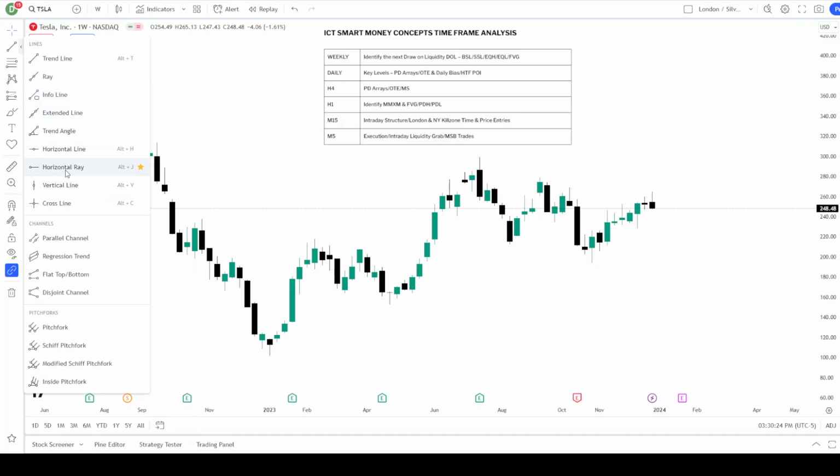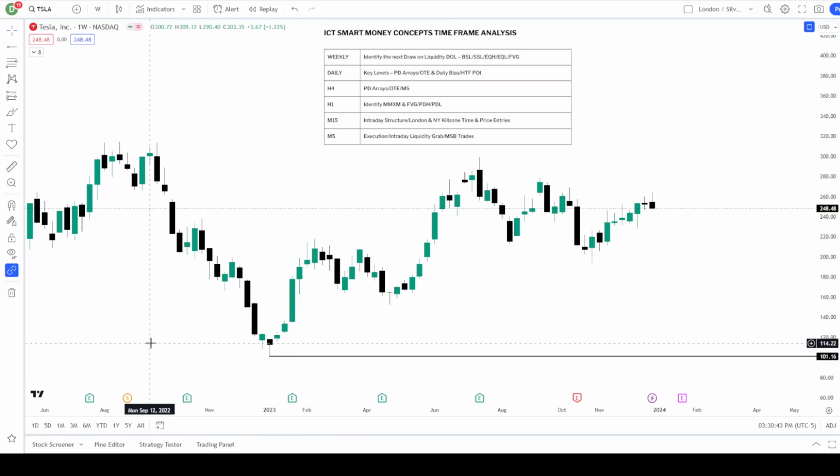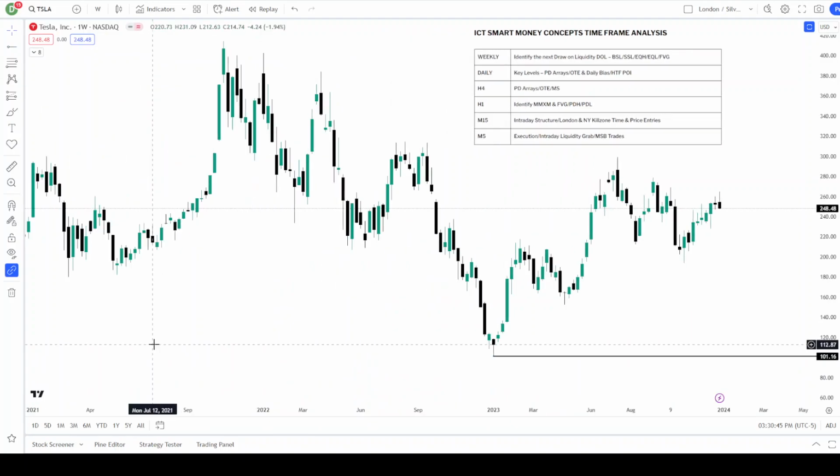So we're going to grab our horizontal ray. You can use ray, you can use a line. I use rays. And we're going to look for our next major swing highs and swing lows on the weekly chart. And that's going to be looking at a range. And so we're going to say on the weekly time frame, our biggest swing low is down there.